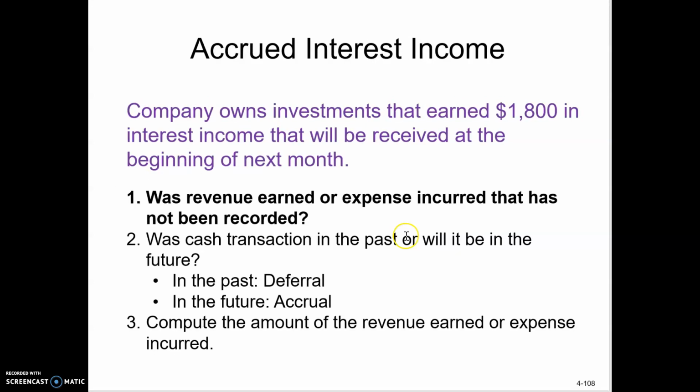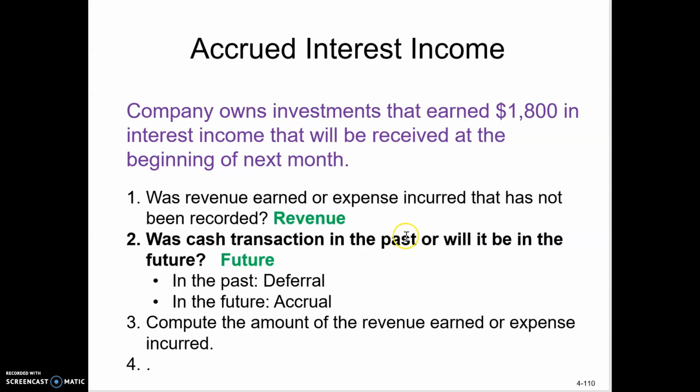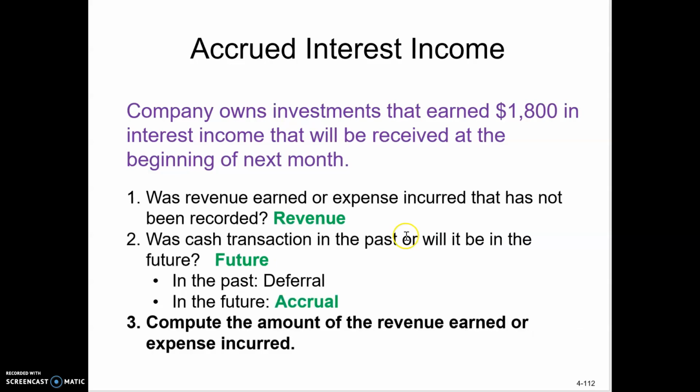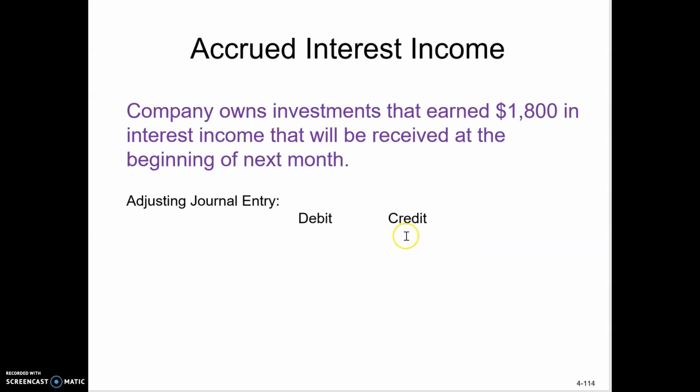Another example could be we have investments that earned $1,800 in interest income. We're not going to receive the money until the beginning of next month, but we've earned it, so we're dealing with the revenue. The cash transaction, we're not going to get it till next month, so it's an accrual, and we're told in this situation that it's $1,800. So our adjusting entry, in this case, it's not going to be accounts receivable. Accounts receivable is when a customer owes you on account. We're going to call this interest receivable. That's going to be our debit. And then our credit will be to interest income.